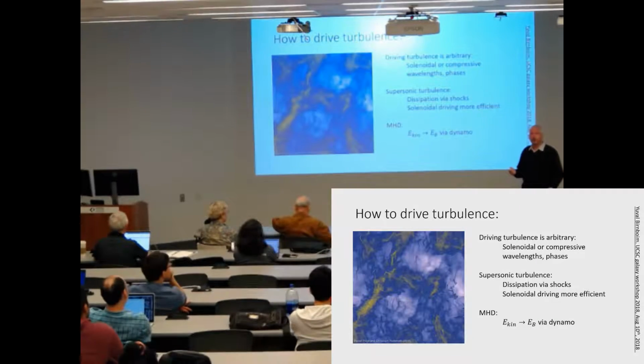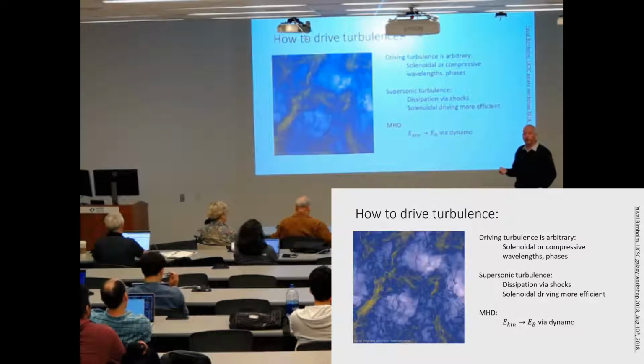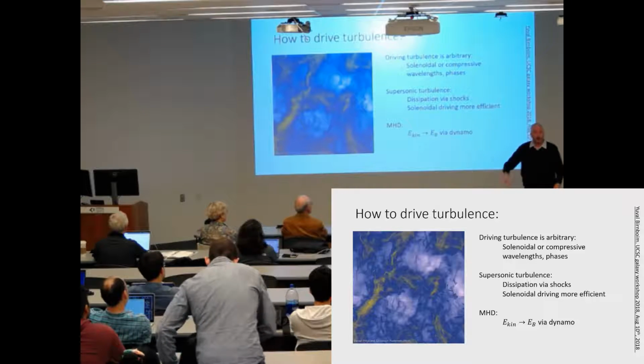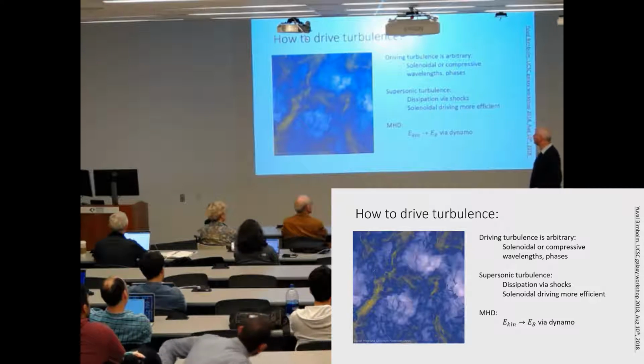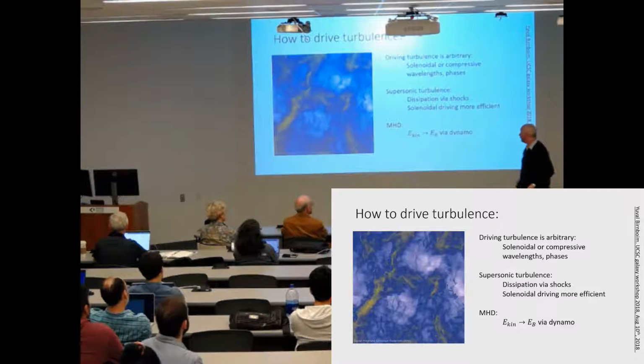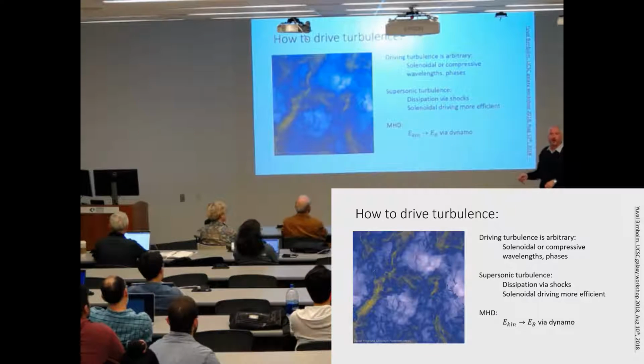You need to choose, first of all, if you're going to drive it by solenoidal modes, which introduce vorticity. They basically churn things up, or by compressional modes. Then you have to decide the wavelength. Because of the cascade, you usually drive the large eddies and allow everything to cascade downwards. And you also have to decide the phase. Do you drive always exactly the same pattern, or do you change and play with it? And this is a very arbitrary thing.